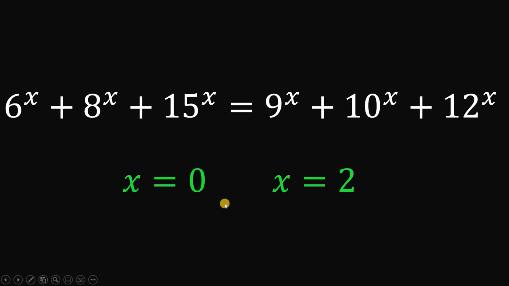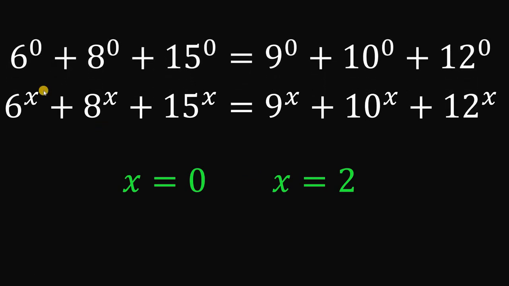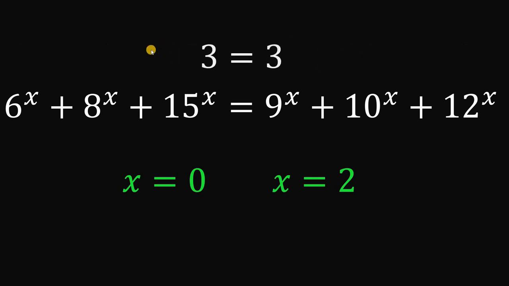But before we end this video, let's check if those values are correct. Now, let's see what will happen if x is equal to 0. So, 6 raised to 0, 8 raised to 0, 15 raised to 0, up to 12 raised to 0 must be equal to 1. So definitely, it is equivalent to 3 equals 3. Since they are equal, therefore, x equals 0 is correct.